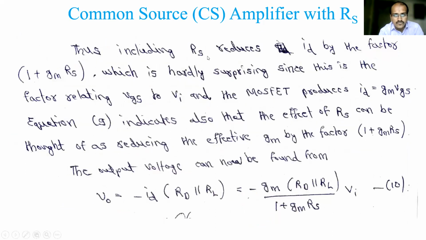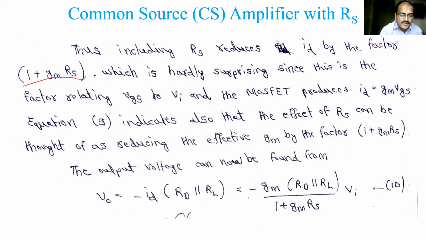So thus, including RS reduces ID by the factor 1 plus GMRS. This is the third effect of including RS. It will reduce the drain current, so again some control is there. Drain current should not increase very large, right?